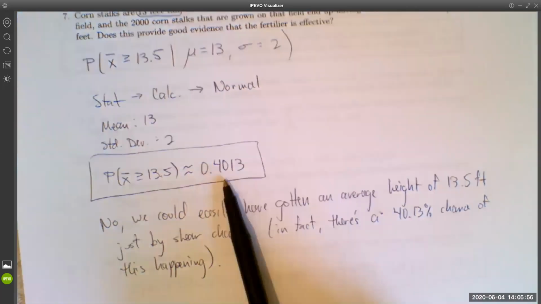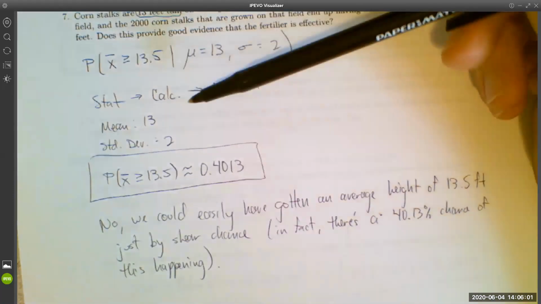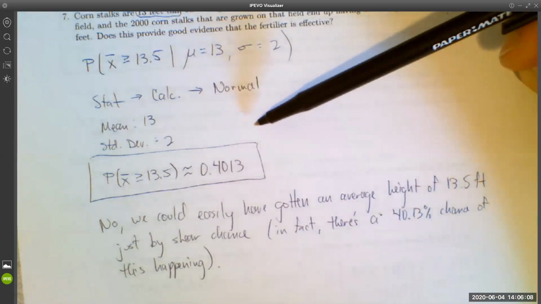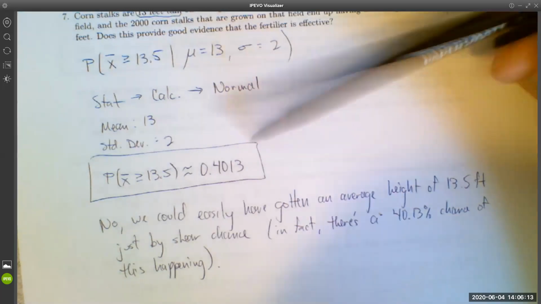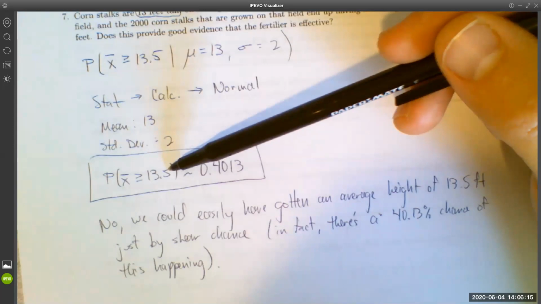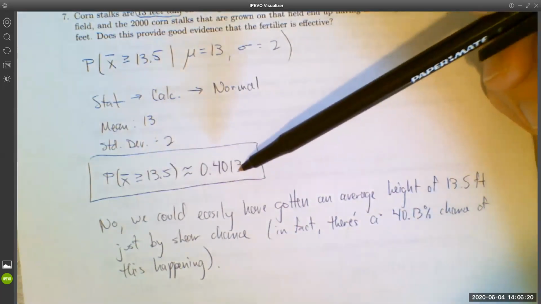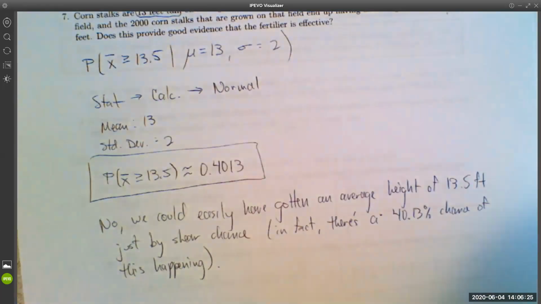If the probability we had gotten here had been something really small, though, like if we had gotten the probability X bar is greater than 13.5 to be approximately 0.001 or something like that, then what that would tell us is that there's like a 0.001 probability that we would get this result if the fertilizer were ineffective. And since that's a really, really small probability, the fact that it did happen tells us that probably it was the fertilizer that caused it to happen. And so then we would have evidence that the fertilizer is effective.